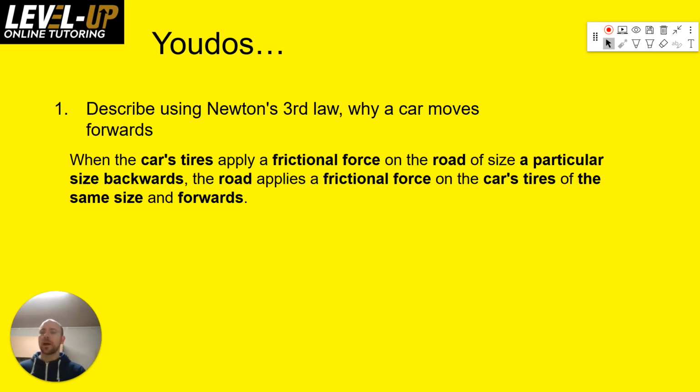So the answer is, when a car's tyres apply a frictional force on the road of a particular size backwards, the road applies a frictional force on the car's tyres of the same size and forwards. So the car's tyres apply a frictional force on the road, and the road applies a frictional force on the car's tyres. They're the same size and they're in the opposite direction.